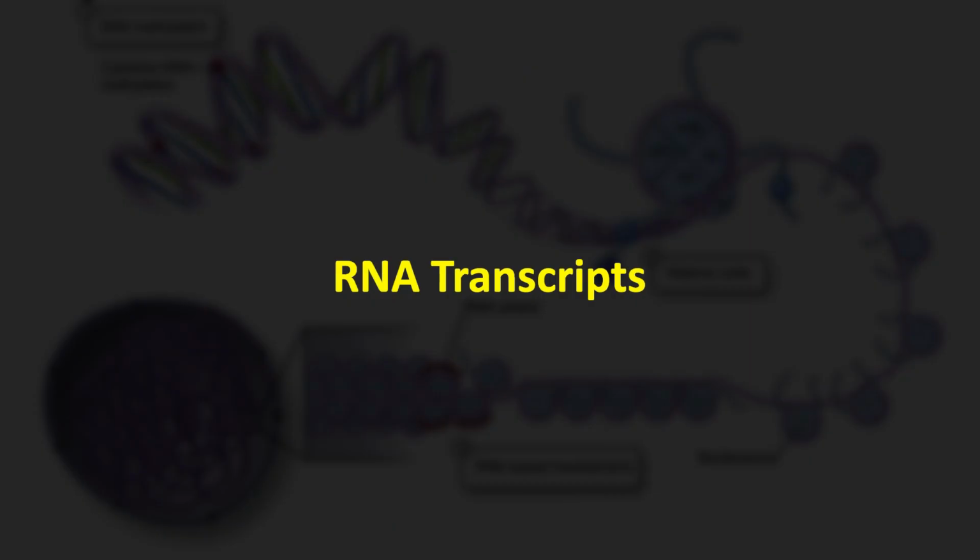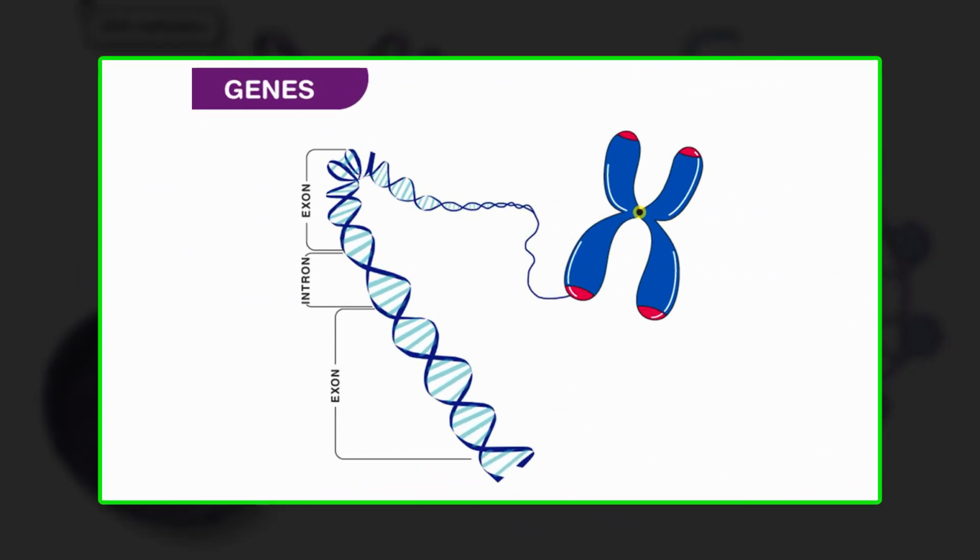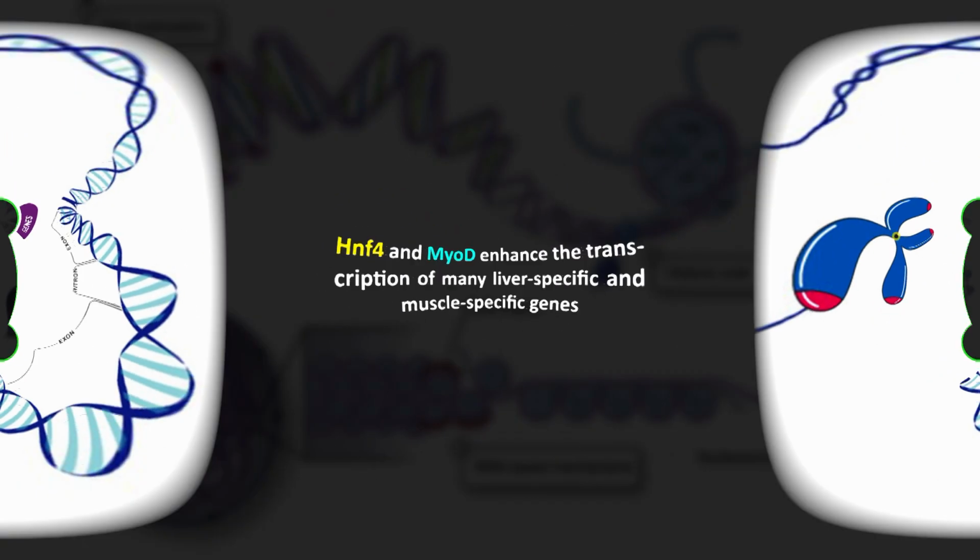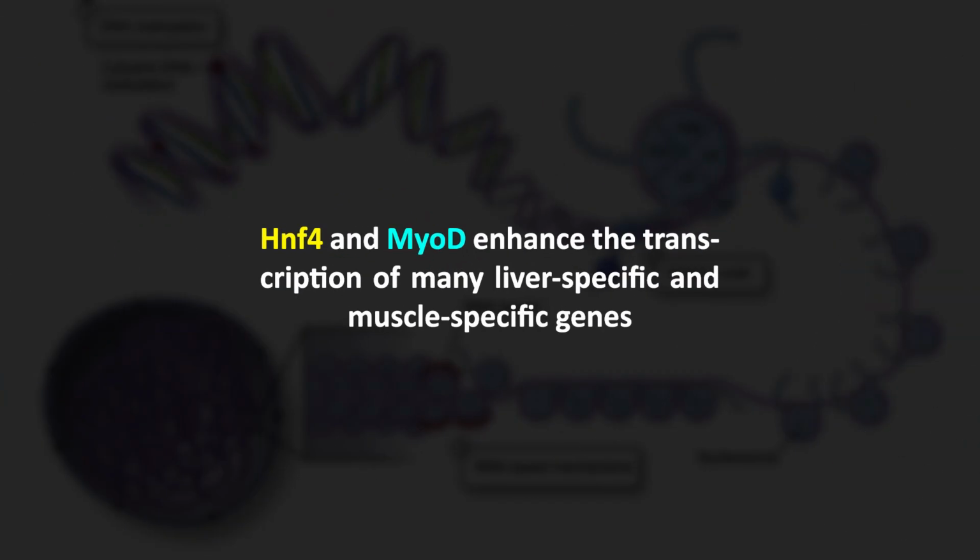Dear students, let's now discuss RNA transcripts. Sometimes a gene, after being turned on, transcribes a product that directly or indirectly maintains the activity of that gene. For example, HNF4 and MYOD enhance the transcription of many liver-specific and muscle-specific genes, respectively, including their own, through the transcription factor activity of the proteins they encode.